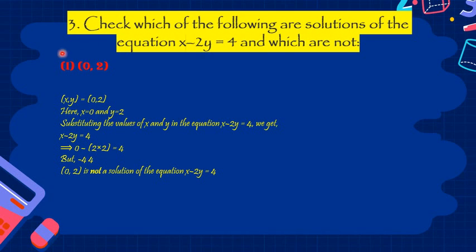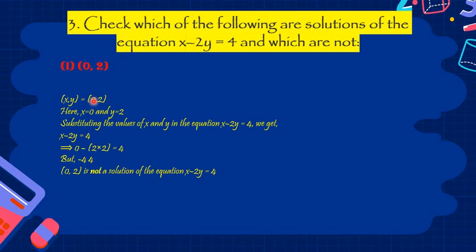I will be explaining the third question of 4.2. Check which of the following are solutions of the equation x minus 2y is equal to 4 and which are not. We have to find this. I told you what the value of x is and what the value of y is. We have to put the values as they are and find which solution is suitable for it and which is not.